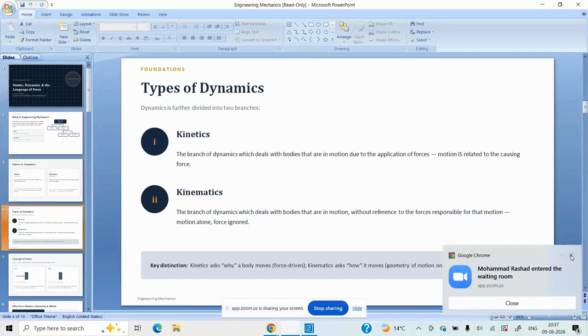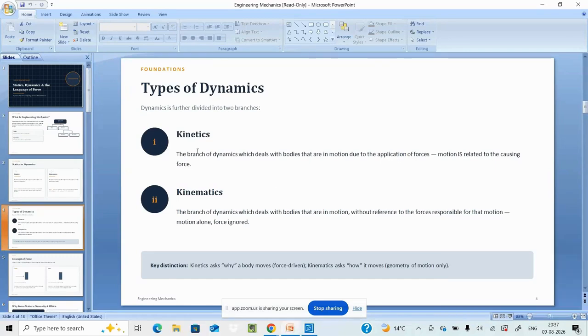Listen here carefully. You should know the difference between kinetics and kinematics. Kinetics is a branch of dynamics which deals with bodies that are in motion due to application of forces. So the motion is related to the causing force. Here you will ask why a body moves. Due to application of forces, when you are moving in the forward direction, that means something is pulling from behind. That is why a body moves. If you ask this question, it is known as kinetics.